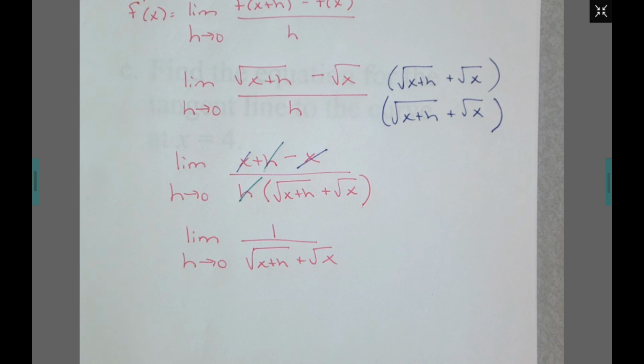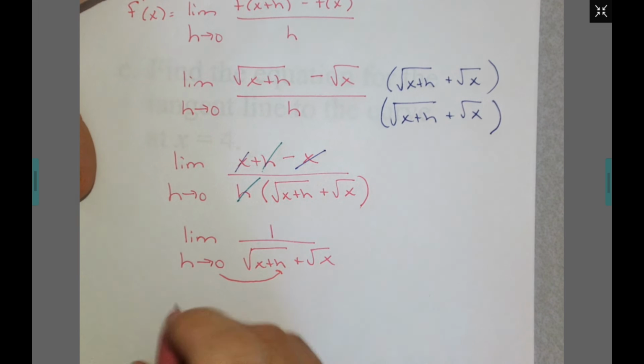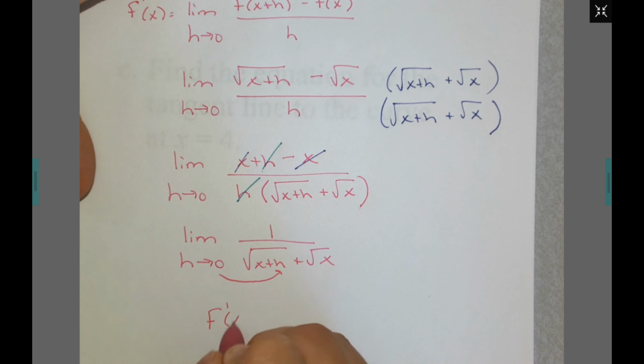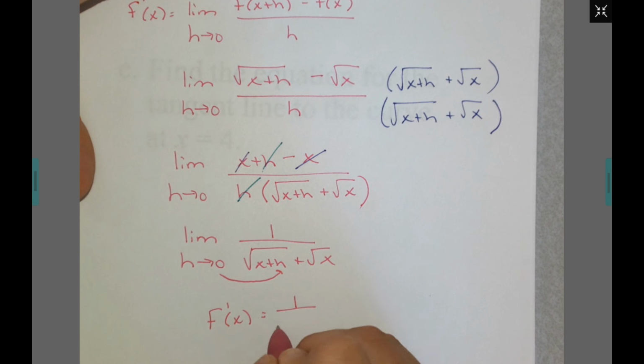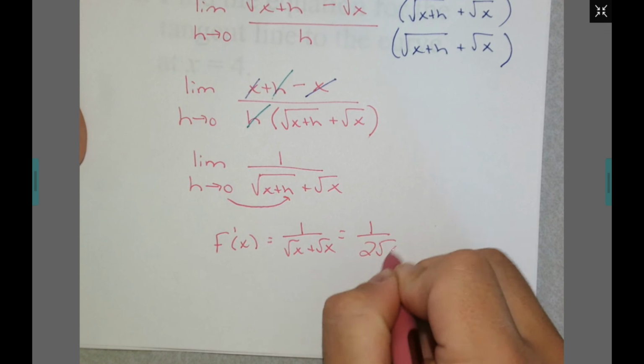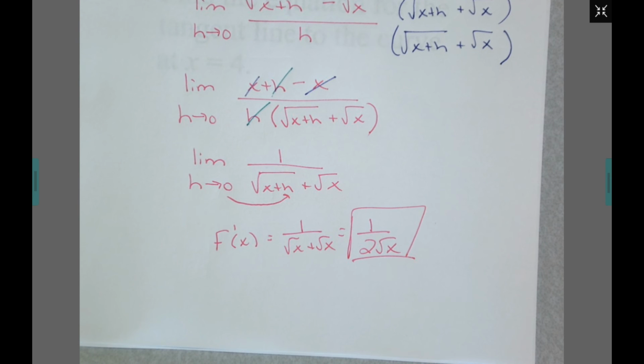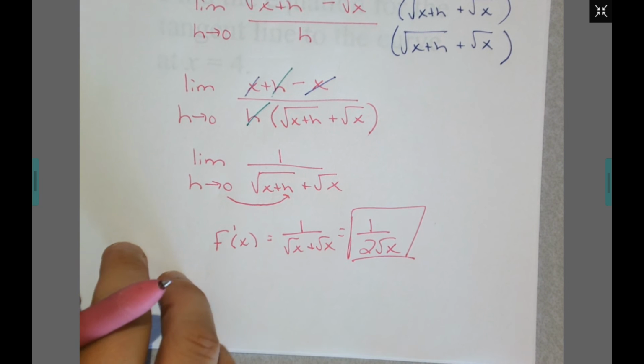At this point, you can go ahead and plug 0 in for h. Denominator doesn't zero out. And when we do that, we're going to be left with f prime of x equals 1 over square root of x plus square root of x, which is the same as 1 over 2 square roots of x. Don't have to worry about rationalizing that denominator. You can go ahead and leave it alone. If they want you to rationalize, they will tell you. Most likely in this class, you won't ever have to.